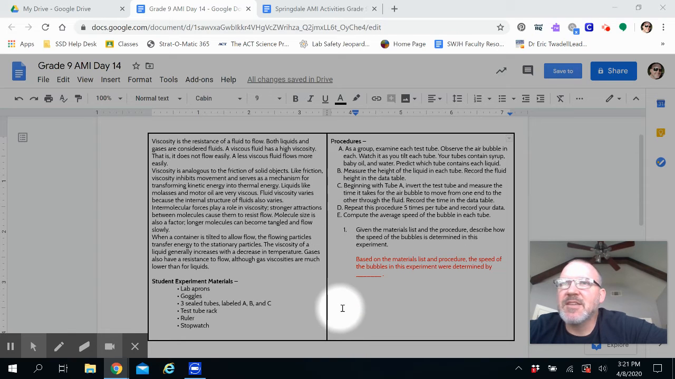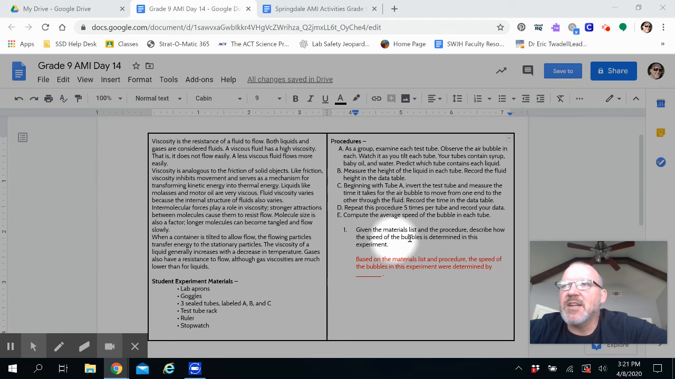Now, just a reminder, you're not actually going to do the lab experiment. You should be able to answer this question just from the reading. So let's review the question. Given the materials list and the procedure, describe how the speed of the bubbles is determined in this experiment. Well, we first need to know how to calculate speed. If you recall from earlier in the year, speed is the distance traveled divided by the time for that travel. So calculating speed is a distance divided by time equation.